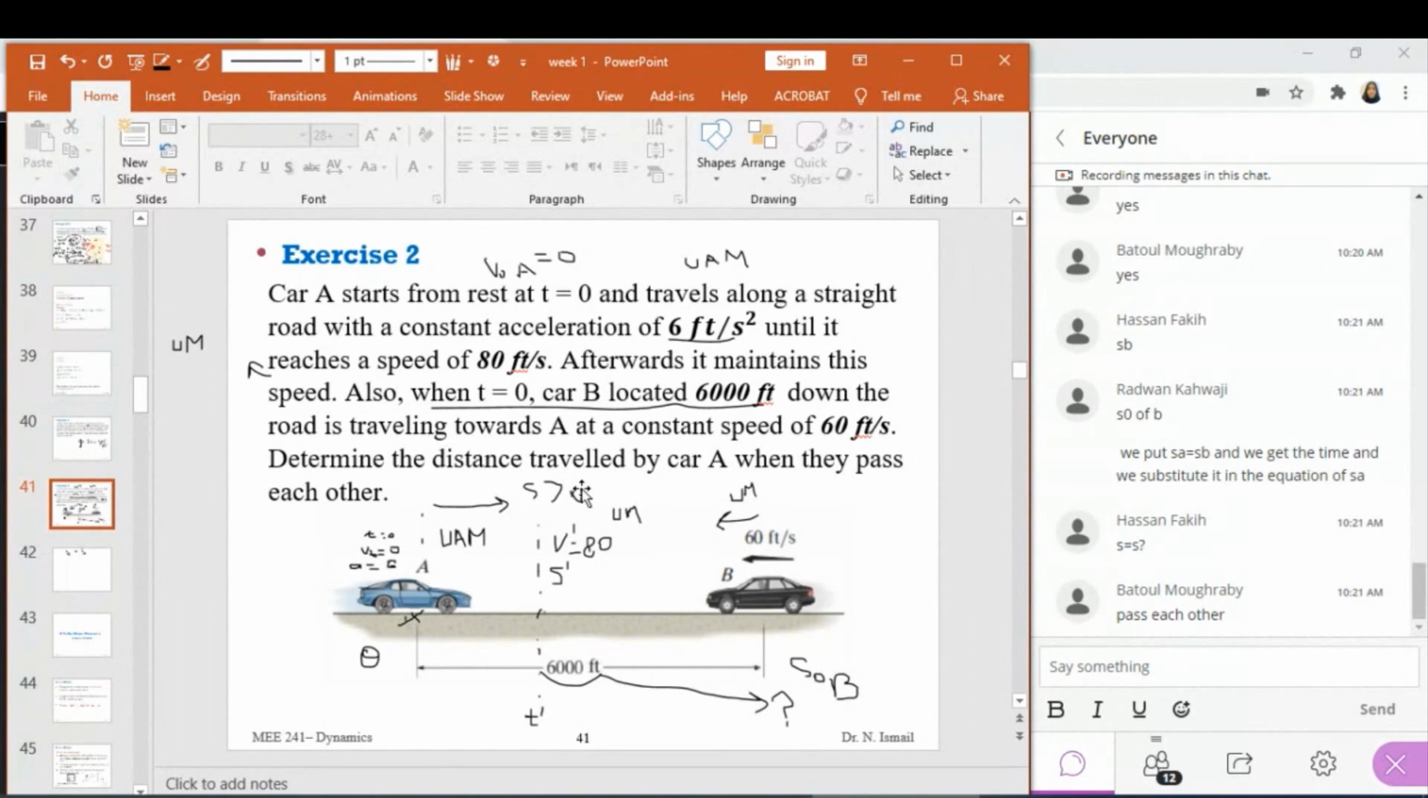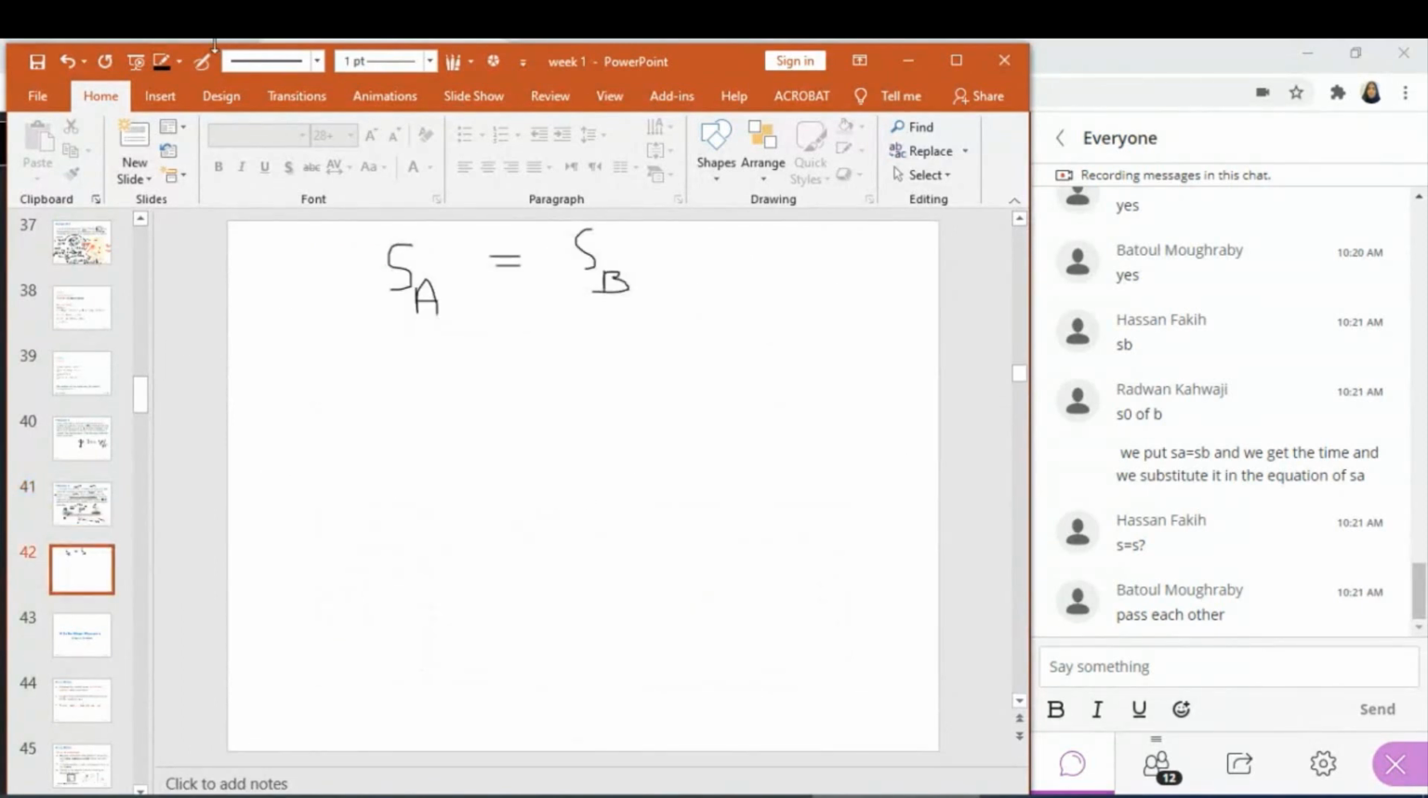I mean, it's not that on B I take S positive to the left and on A I take S positive to the right. No. S is always positive to the right. The origin is always at A, so that when they pass each other, SA should be equal to SB.